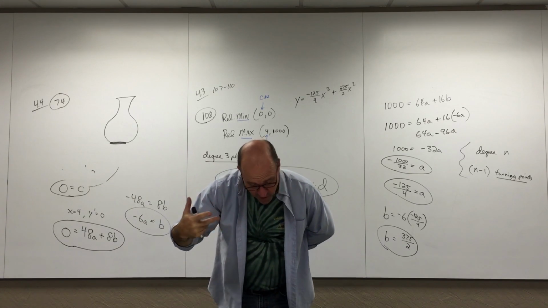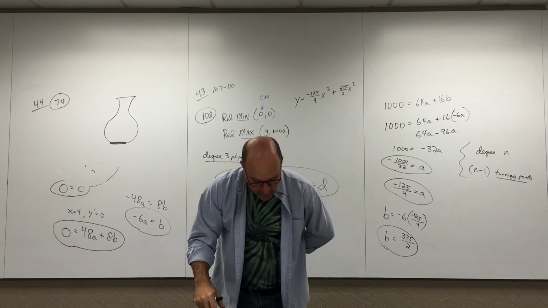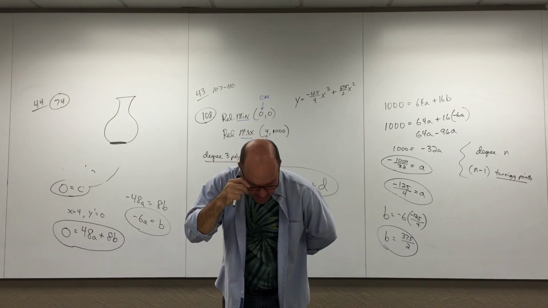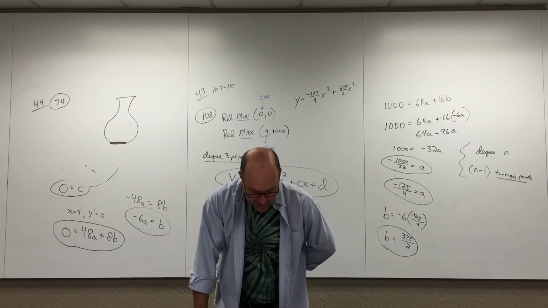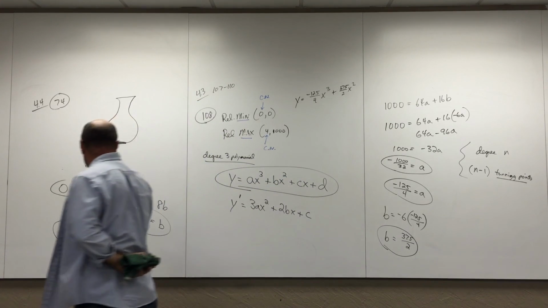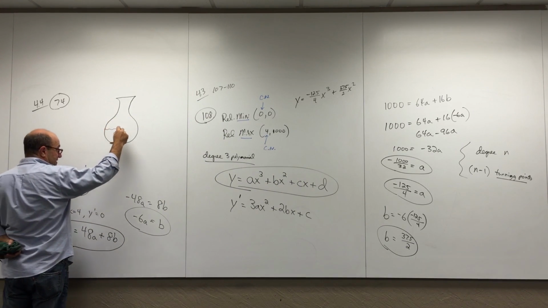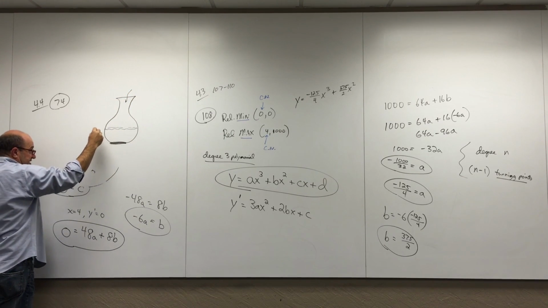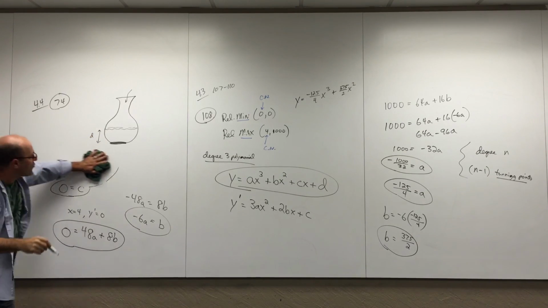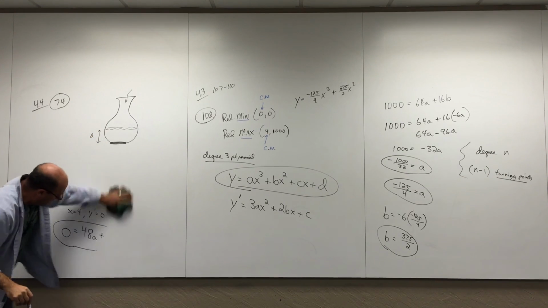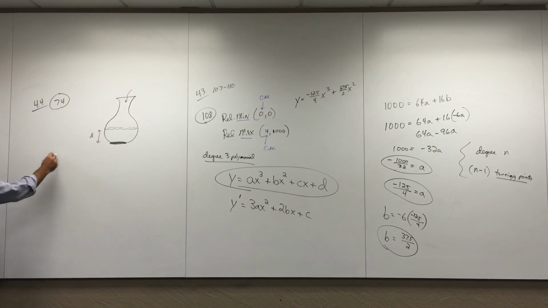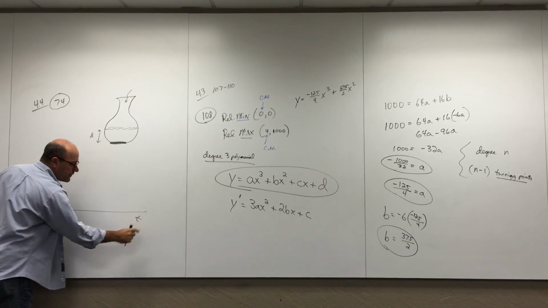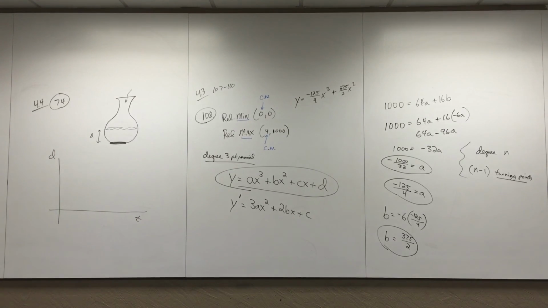What do they say? Water is running into the vase, shown in the figure, at a constant rate. Water is coming in at a constant rate. Graph the depth of the water as a function of time. So there's water in here, and the water's flowing into here, and then I got this thing called the depth, and they want me to graph depth as a function of time. Okay, you know what? You guys think about it.